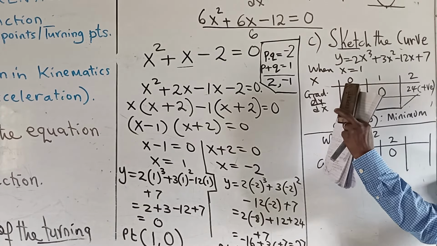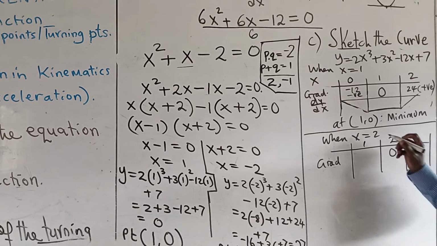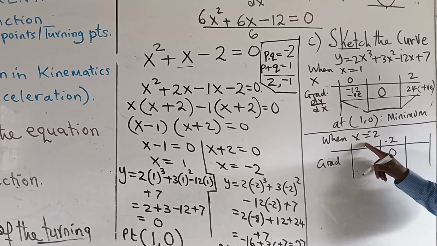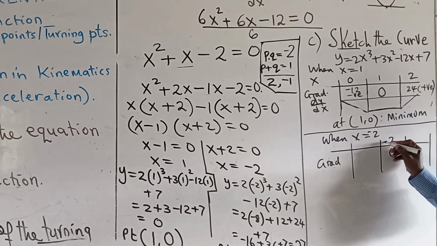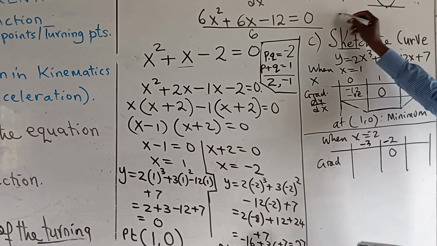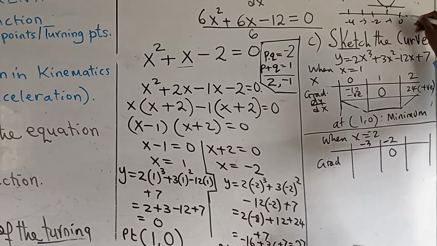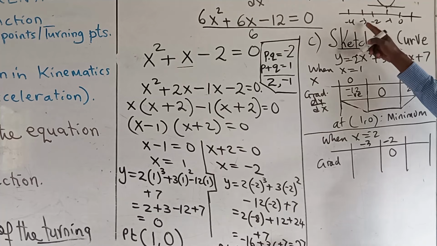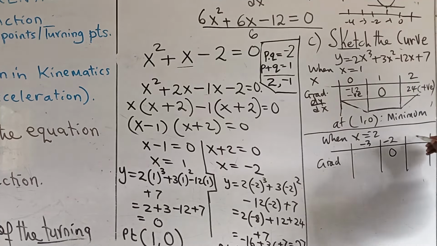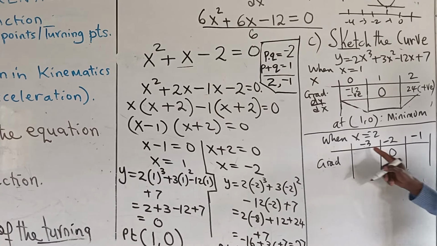On the left of 2, we have a 1. Now we have x is negative 2. On the left of negative 2, we have negative 3, that is on the number line. Remember, we have negative 2, negative 3, negative 4, negative 1, 0, 1. So we are talking about this value. Then we have negative 1. So at this point, we had found it to be 0. Let's get to negative 3.